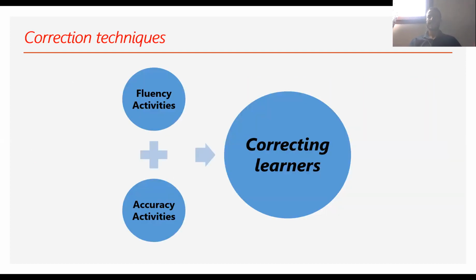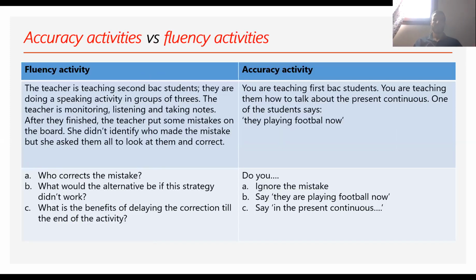Now, what are the techniques? If you want to correct students, there are 2 activities. Fluency, as Miriam said, there is fluency and there is accuracy. So accuracy activities and fluency activities. These 2 activities will help you to decide about the techniques that you are going to use to correct. So let's see these 2 situations: fluency activity and accuracy activity.